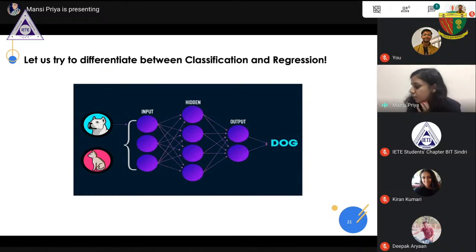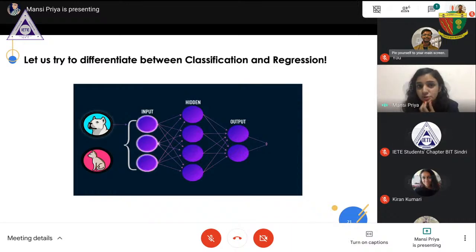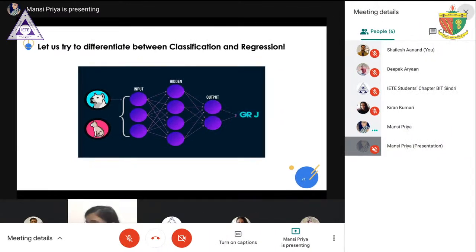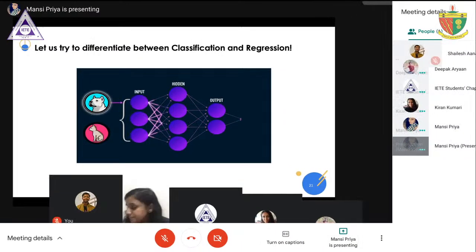Sumit is asking what about after prediction, are we classifying? We are not classifying those strawberries. We are simply giving the height of the strawberries. So that is why it is a regression problem.